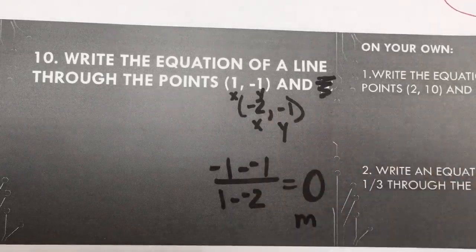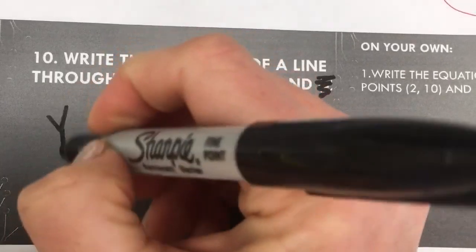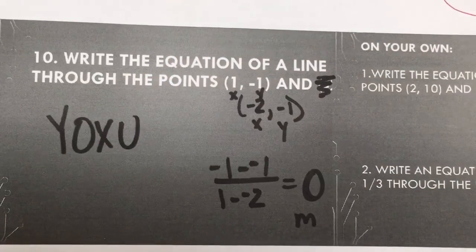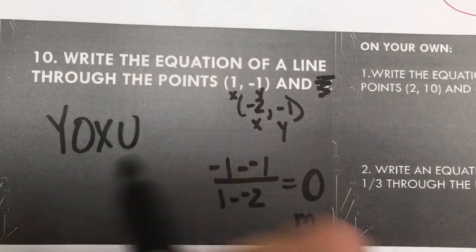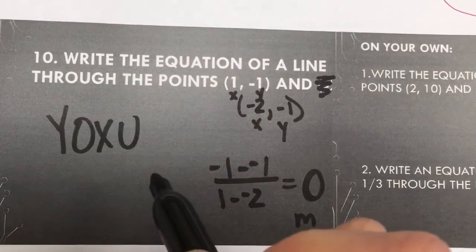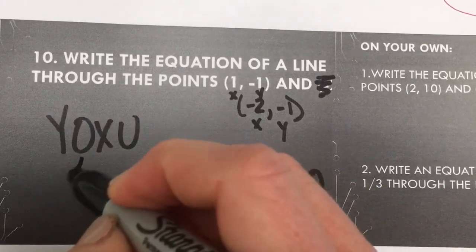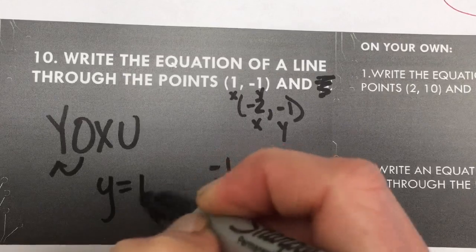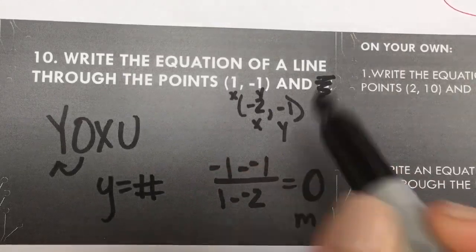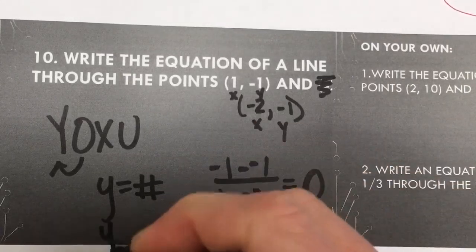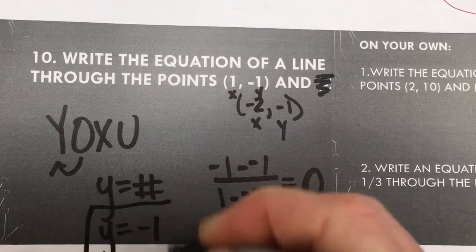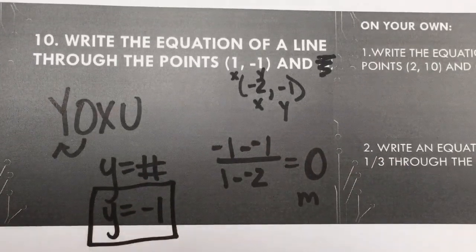Ding, ding, ding, bells going off in your head. Y, O, X, U. And the O stands for 0. It would sound weird to sing Y, 0, X, U. So m is 0. That means your answer is going to be y equals a number. And which number is it going to be? It's going to be your y value, which you see is the same, because this happens when they are the same. So y equals -1.